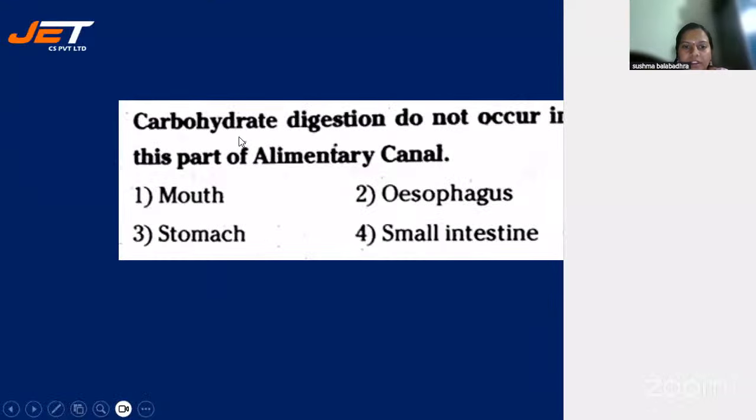Everyone knows about it. Easy answer. Right, very good. The correct answer is the esophagus.